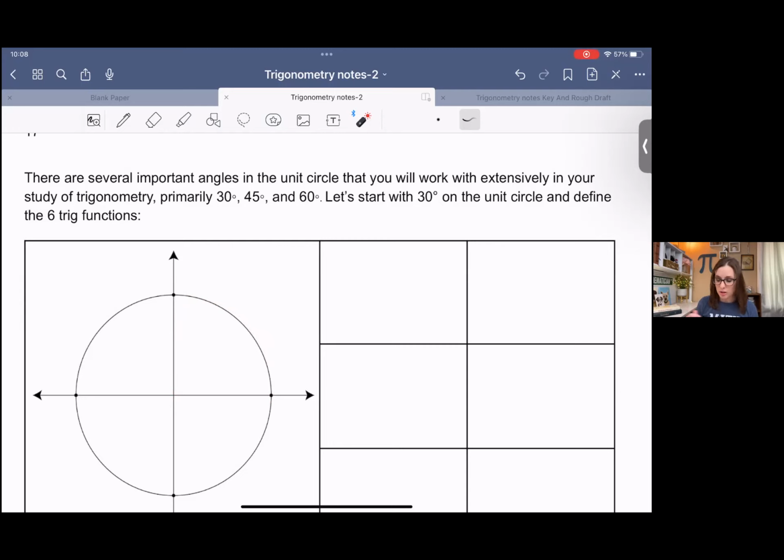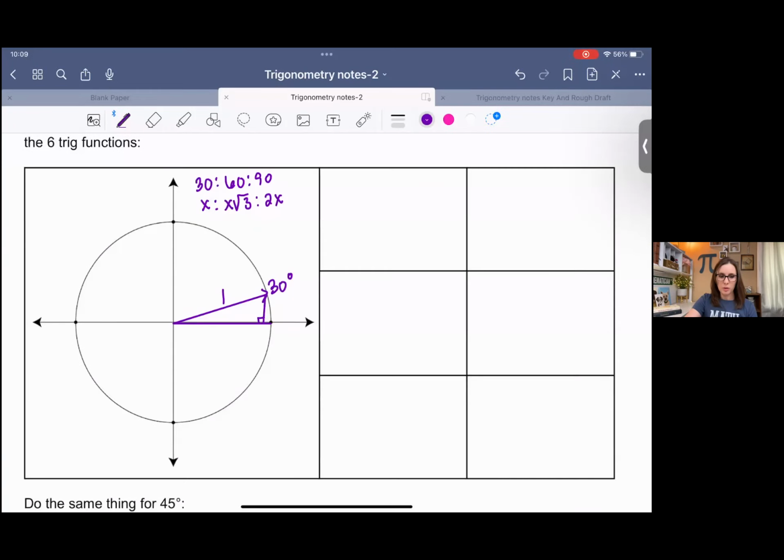Let's start with 30 degrees. I have my initial side, and then 30 is about here, we'll call it, just estimating. 30 degrees. And I know that this is the unit circle, so I know that the radius is 1. What I also know about this angle is that if I drop a segment here, I now have a 30, 60, 90 triangle.